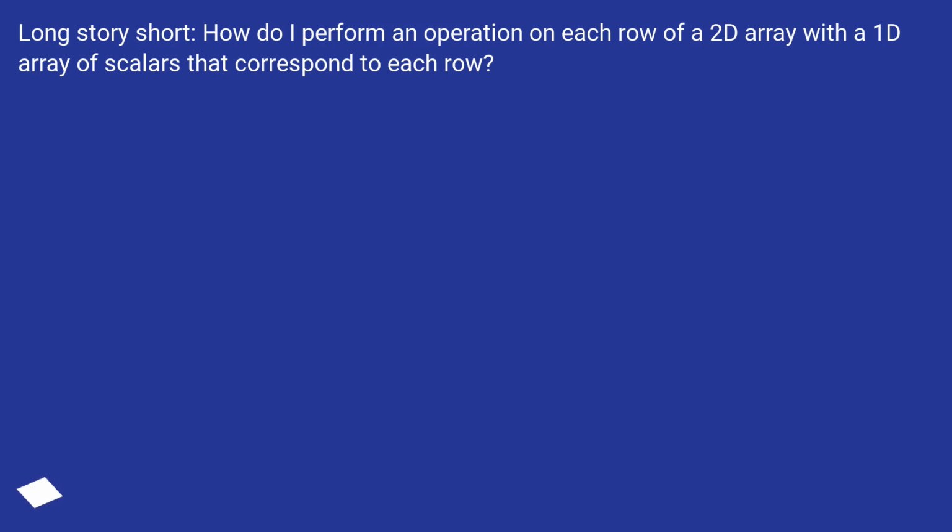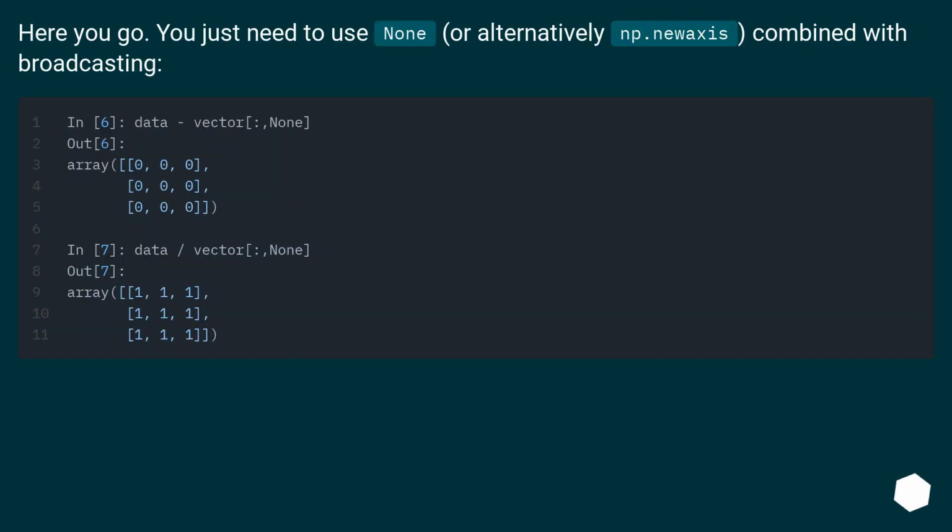Long story short, how do I perform an operation on each row of a 2D array with a 1D array of scalars that correspond to each row? Here you go. You just need to use None, or alternatively np.newaxis, combined with broadcasting.